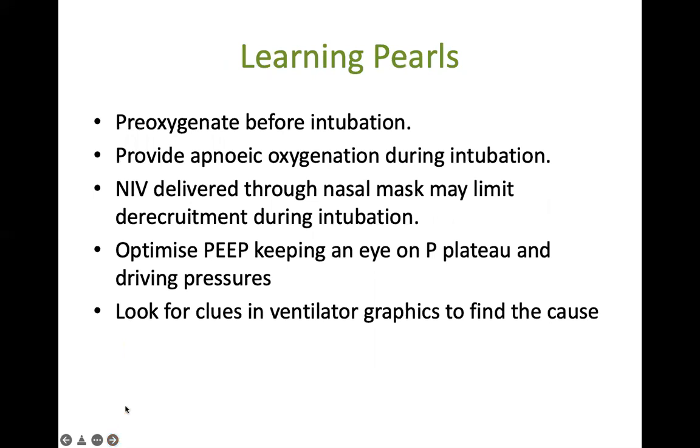So what did we learn today? We learned that pre-oxygenation before intubation is for removal of nitrogen. We also learned the importance of apneic oxygenation during intubation and how it reaches your blood. We also learned that NIV delivered through a nasal mask may limit de-recruitment during intubation, and just finding the optimum PEEP is not enough. You need to keep an eye on the PEEP plateau as well as driving pressures. And your ventilator graphics may help you in many difficult situations.